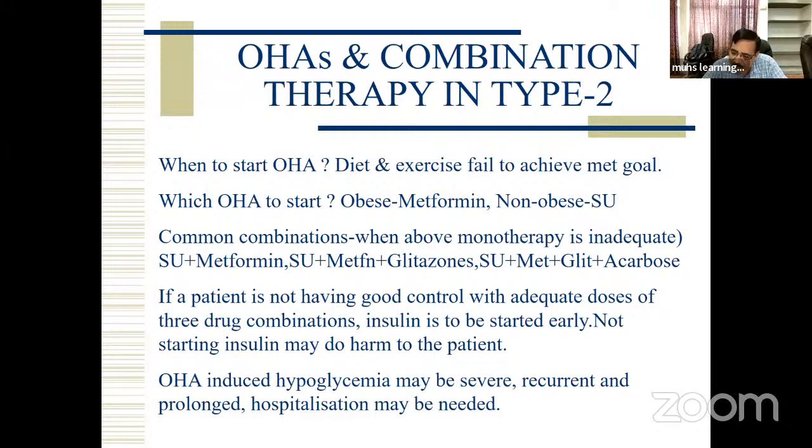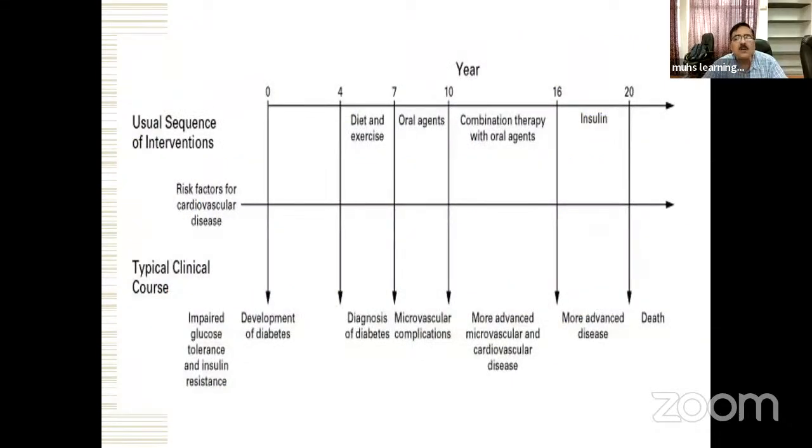And if there is the event, you admit him or her for at least 36 hours, till half of the drugs which they are taking is excreted. Now you understand there is the onset of the diabetes. This is the usual chart. It is taken from Kumar and Clark.